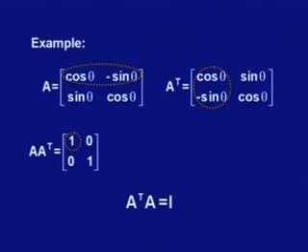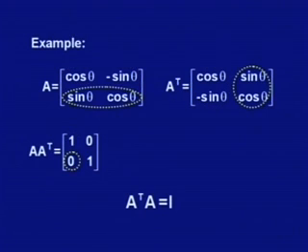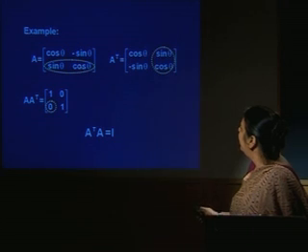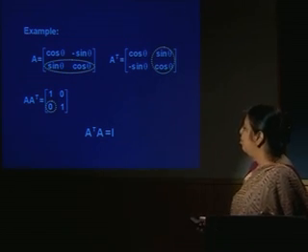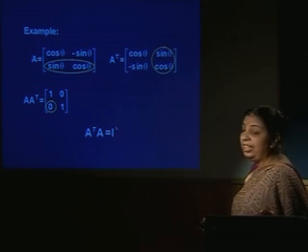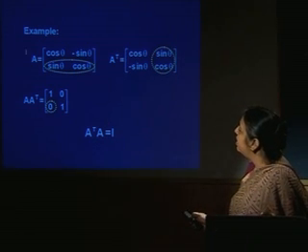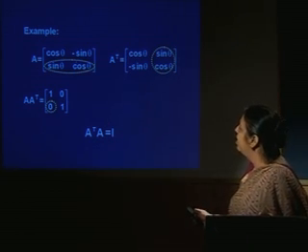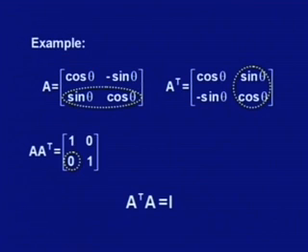Similarly, if you multiply this sin theta cos theta by sin theta cos theta, this column will have 0. And finally, sin theta multiplied by sin theta is sin square theta, cos theta multiplied by cos theta is cos square theta, and the result is 1. So, A transpose A is nothing but the identity matrix. So, we can say that the matrix A is an orthogonal matrix.